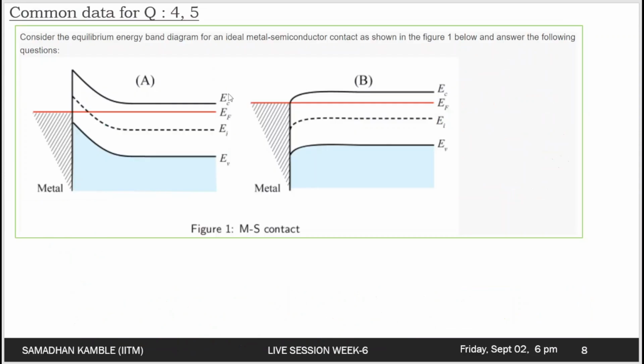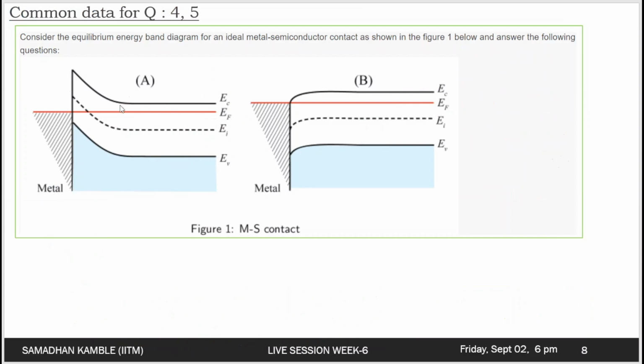Okay, so let us analyze these figures. Can anyone tell me which is the substrate here, or which is the semiconductor type here? A is formally doped, so it's N substrate. Yeah, exactly. So this is the N substrate.